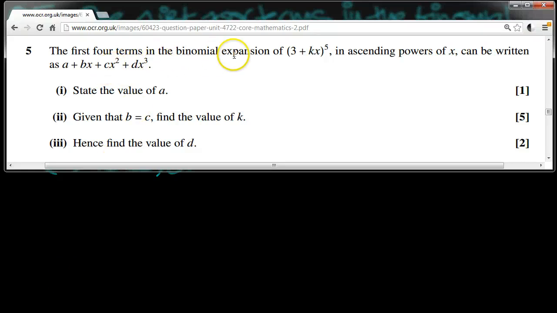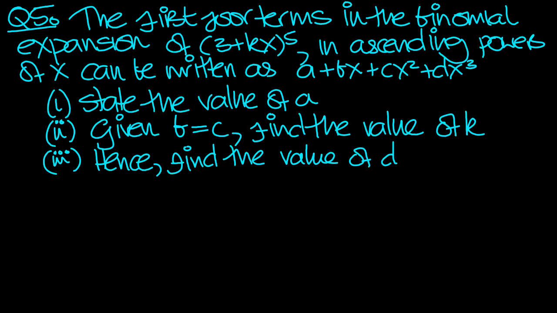The first four terms in the binomial expansion of (3 + kx)^5 in ascending powers of x can be written as a + bx + cx² + dx³. State the value of a. Given that b equals c, find the value of k, hence find the value of d. So let's have a look at this then.